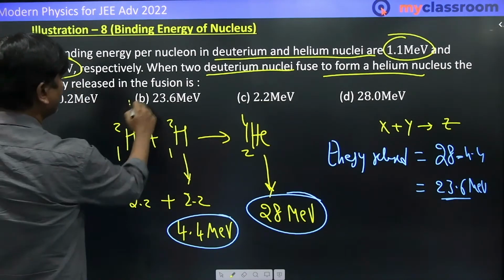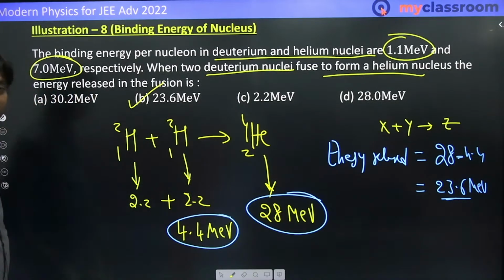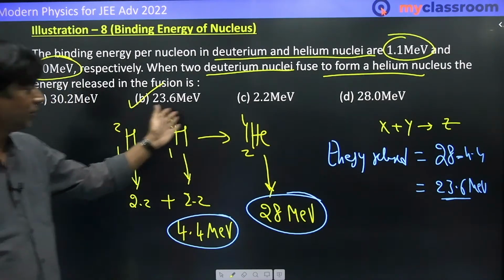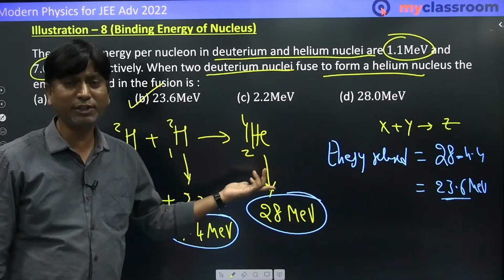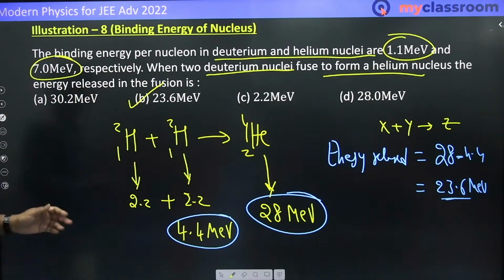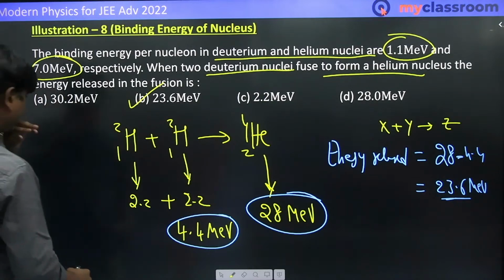3.6 million electron volts here. Alright. So that is a simple concept on the binding energy principle. The same thing will apply for a nuclear fusion reaction, and the same thing will apply for a nuclear fission reaction also.